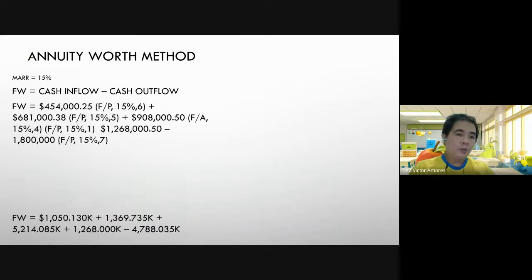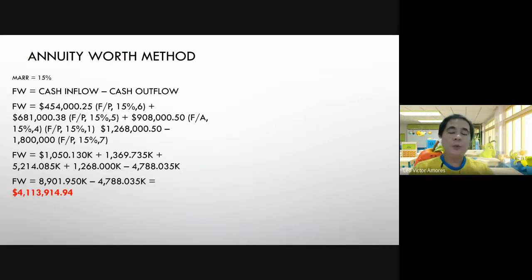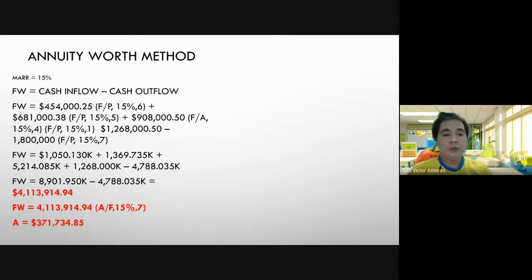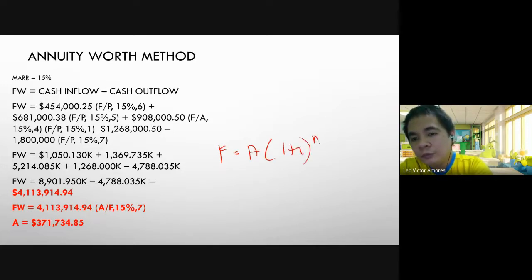So for annuity worth, I computed it using two ways. Number one, I get the future worth. After getting the future worth of the value, I get the annuity. So, say, for example, you have F is equal to A times 1 plus I to the exponent of n minus 1, divided by I.